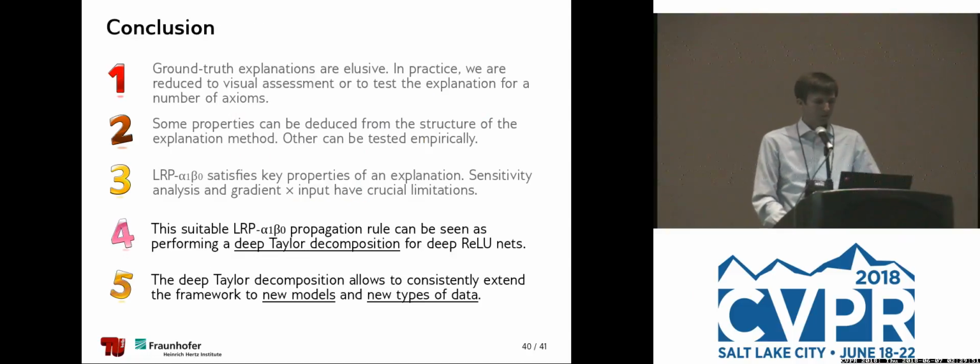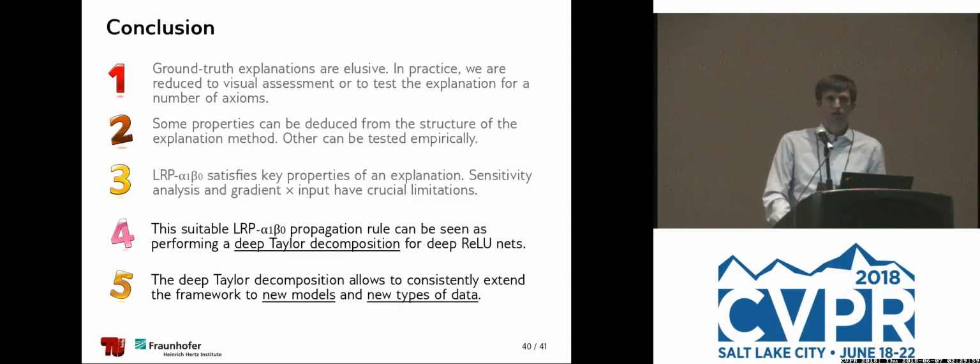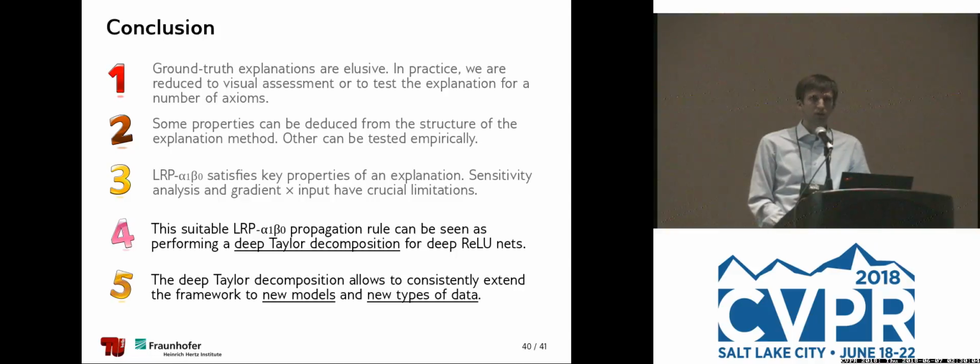So let's just recap what we've discussed in this talk. The first part of the talk has been looking at how to select a good model. And we cannot do it based on ground truths because we don't know the ground truths. It's more practical to rely on axioms. Then some of the properties that I've mentioned can be deduced from the structure of the explanation method by looking at the equations, and others can be tested empirically.